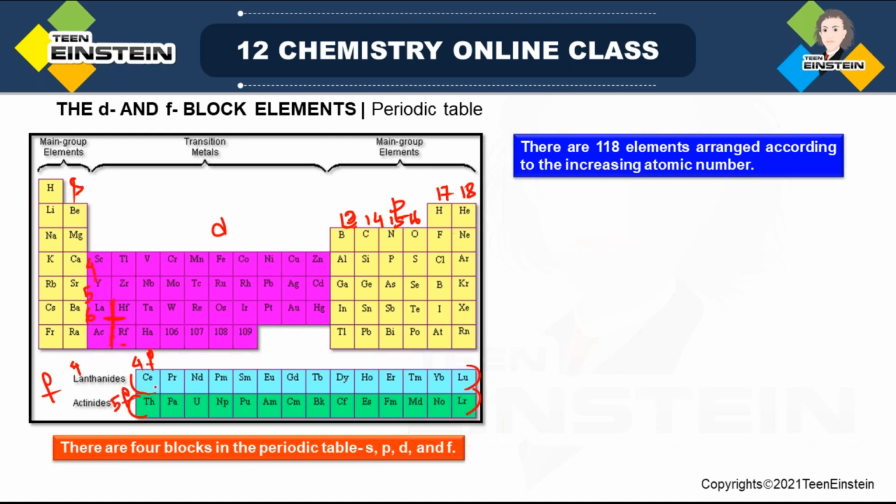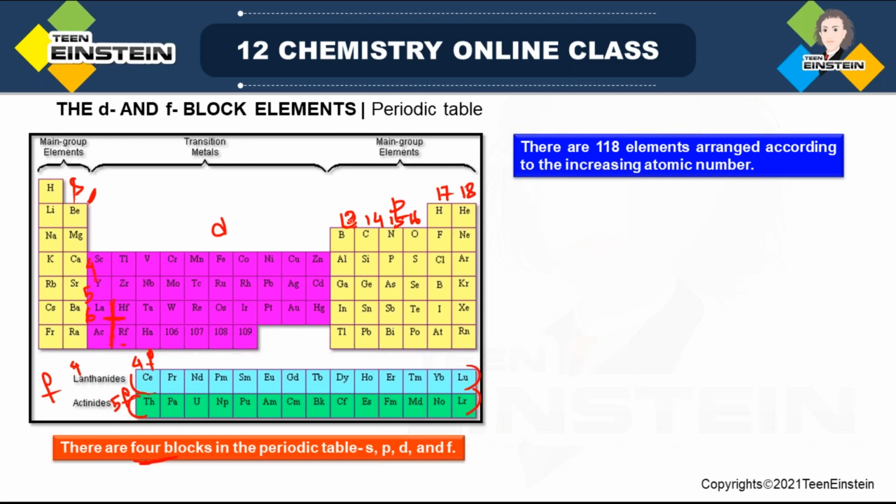Now, on what basis do we have a total of 4 blocks here? It actually depends on the valence electron. When we are considering S block elements, the valence electron is present in S. Then in P block elements, the valence electron is present in P. And not just the valence electron, it is also about in which orbital there is gradual filling of electrons.